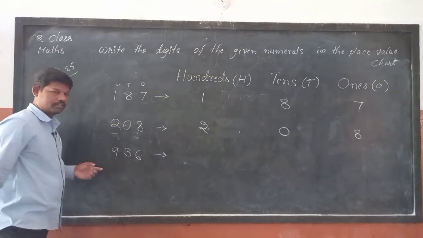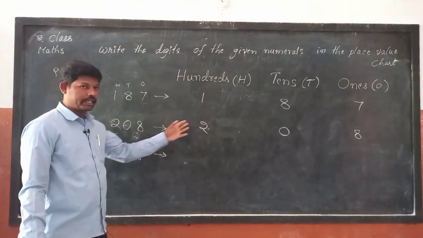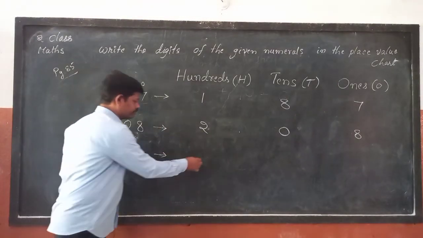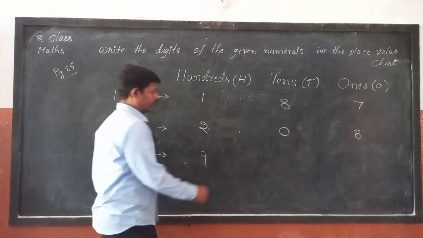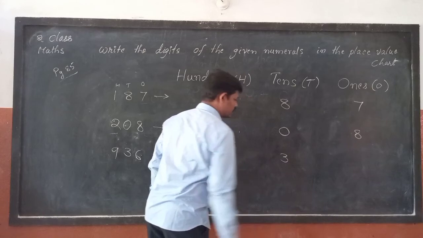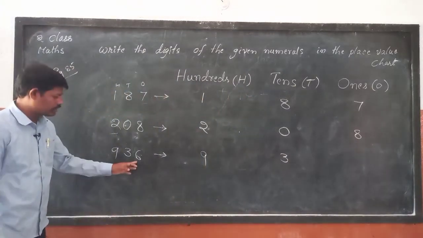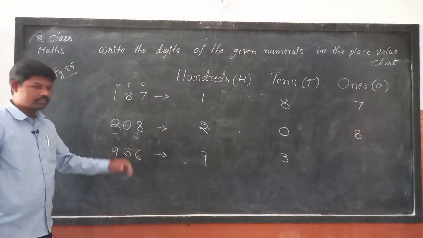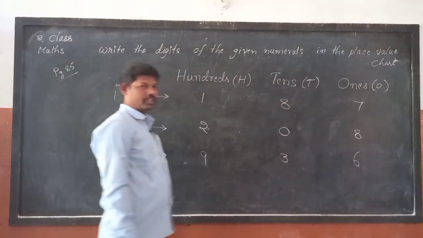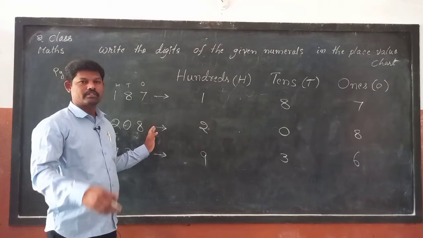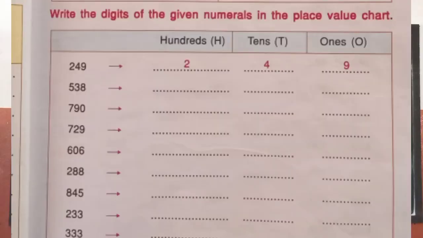6 let us take. So what is the digit present in hundreds? 9. What is the digit present in the tens place? 3. What is the digit present in the ones place? 6. So write 6 here. Okay. Like this, some more examples are there in the textbook. You have to write that.